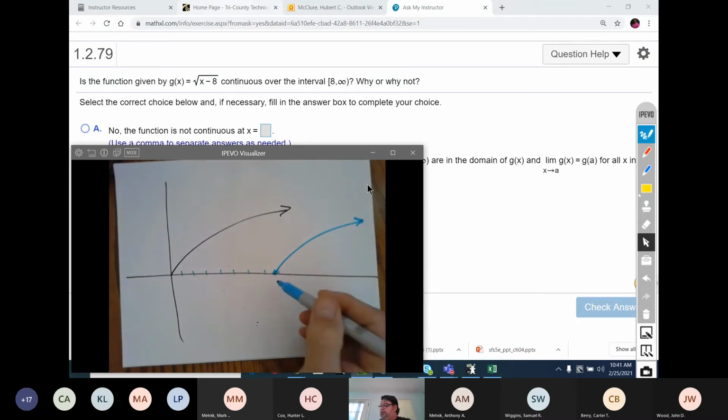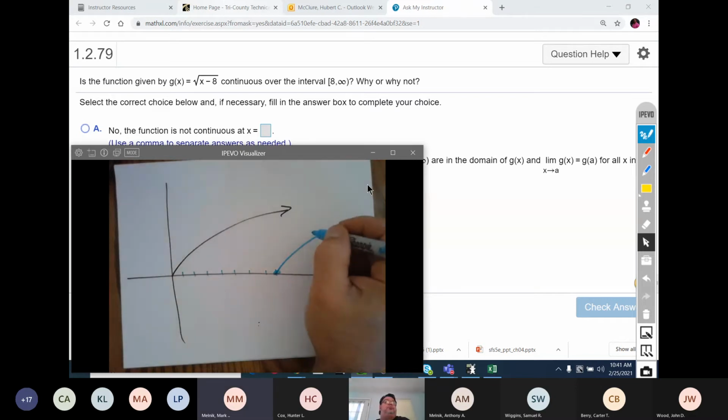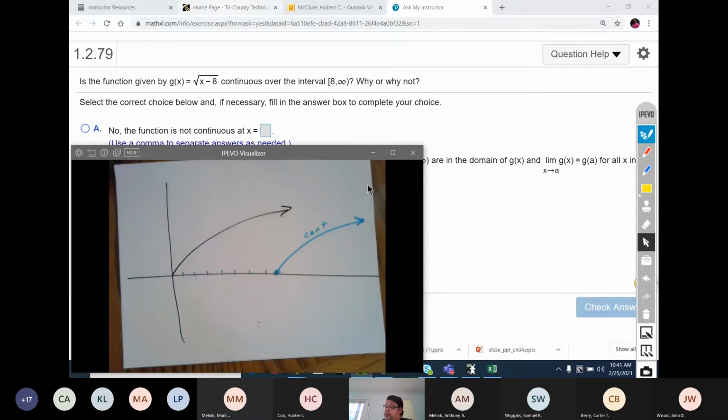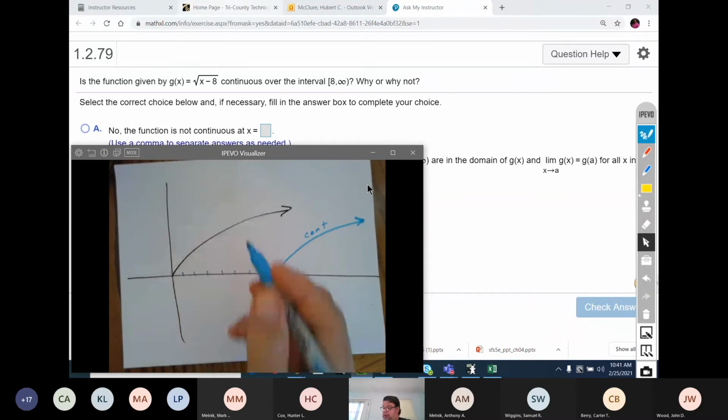Is there any breaks in this function? Yes or no? Is there any open circles or anything like that? Yes or no? No. No. Nope. Miss Holcomb says no, and Mr. Melnick says no. So therefore, it is what? Continuous. Not continuous, there would be a break or open circle or something in there.